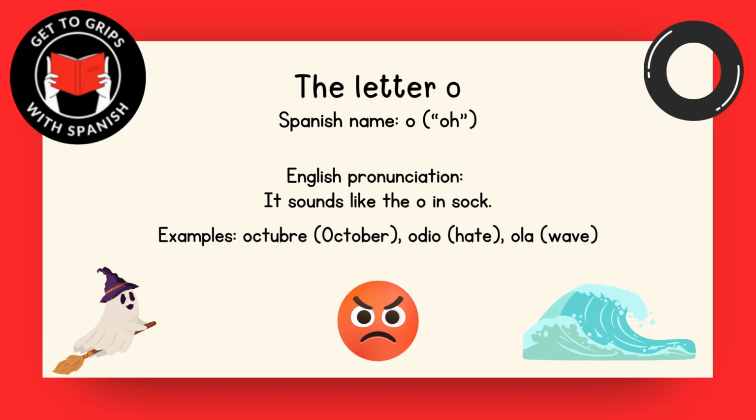The letter O is called O in Spanish. In English pronunciation, it sounds like the O in the word sock. Examples are octubre for October, odio meaning hate, and ola meaning wave. Octubre, odio, ola. So it sounds like the O in the word sock, and it's called O.